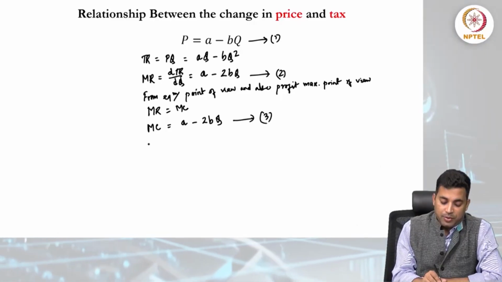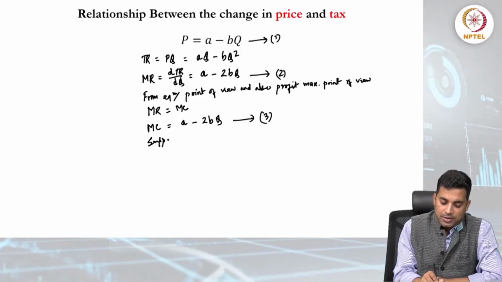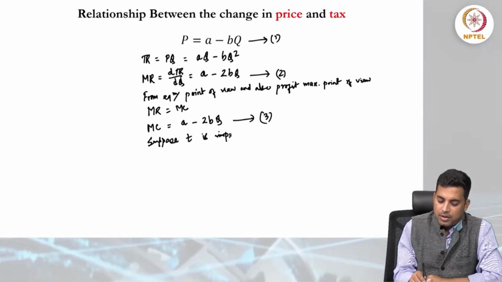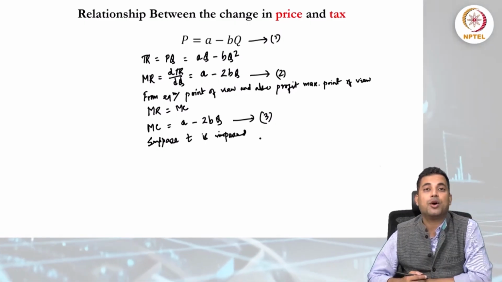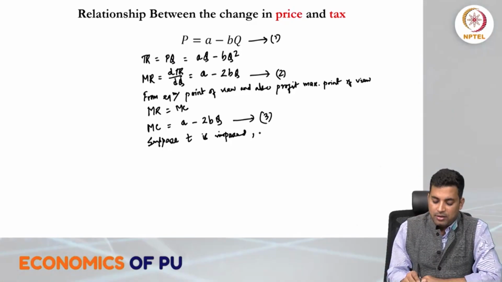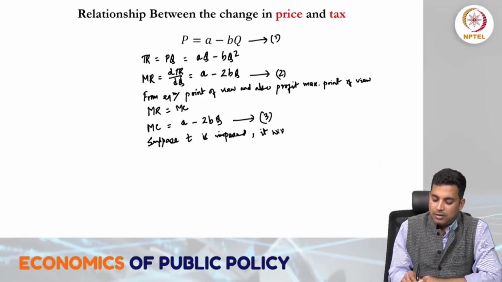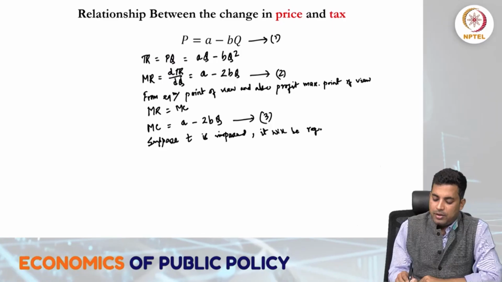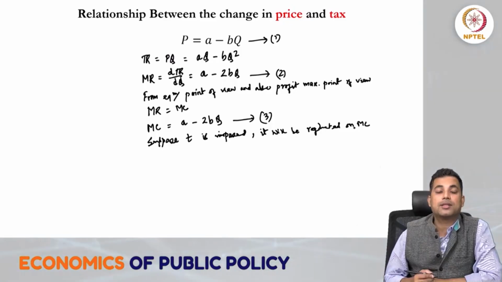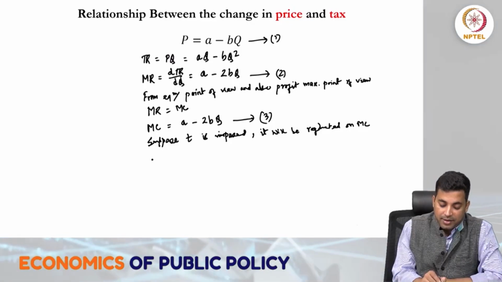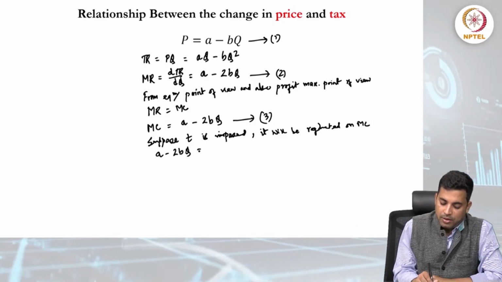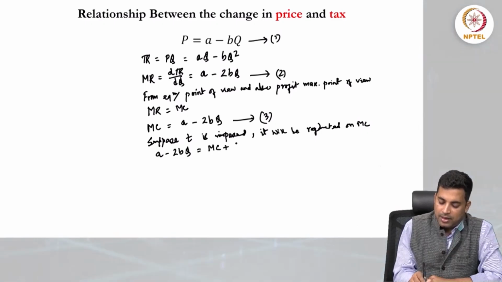Now suppose a tax is imposed. Suppose a tax, small t, is imposed on the producers on the commodity, and it will be reflected on the marginal cost curve of the producers. Therefore we can write A minus 2BQ equals MC plus T.